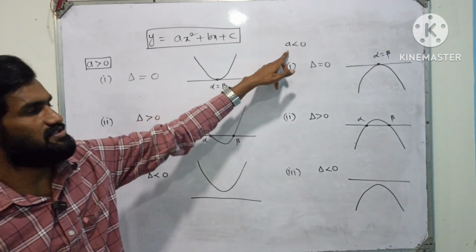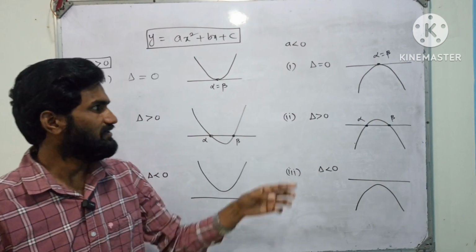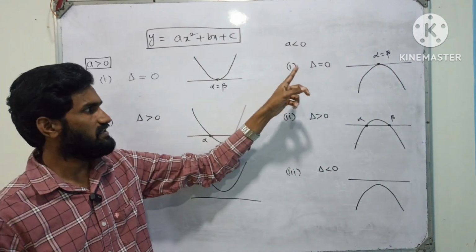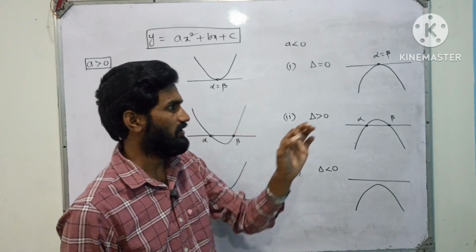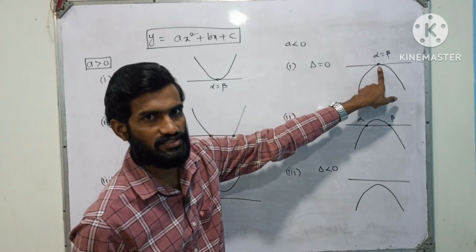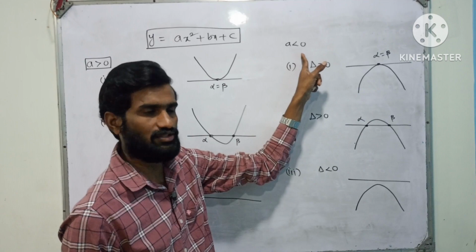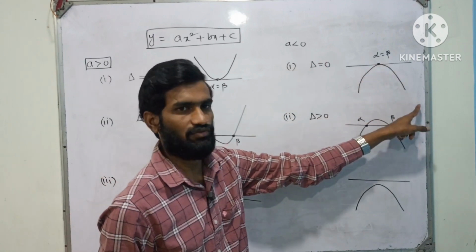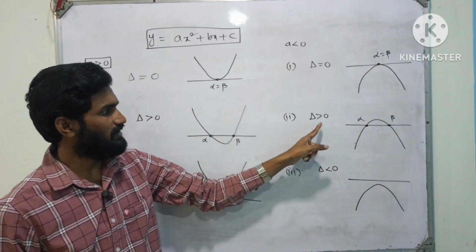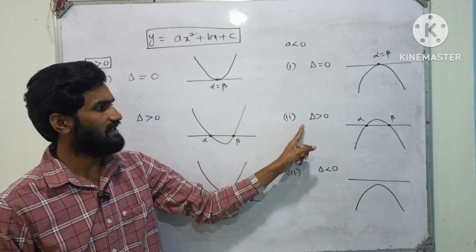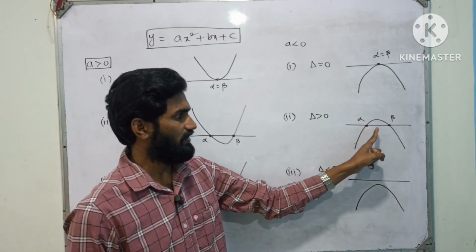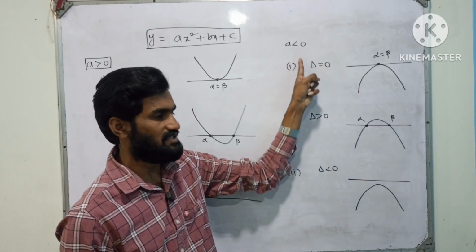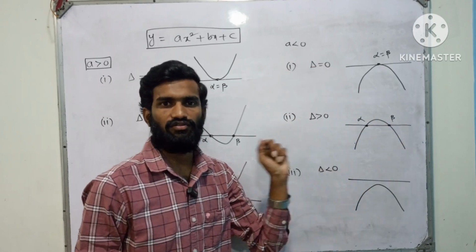Similarly, if a is less than 0, again 3 cases arise. That is, discriminant equal to 0 means it should touch the x-axis at only one point. It is this point, alpha equals beta. But here a is less than 0, which means the graph will be a downward parabola. Here discriminant is greater than 0, which means it should intersect the x-axis at 2 places, one is alpha and one is beta. Here a is less than 0, which means the graph will be a downward parabola.